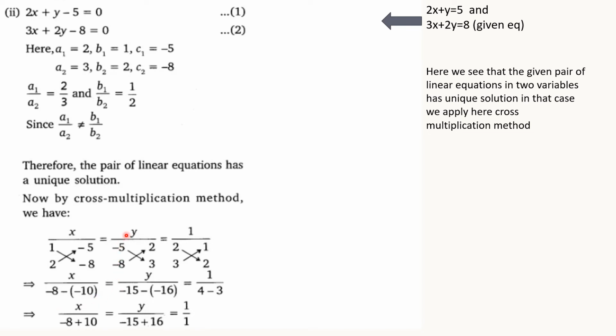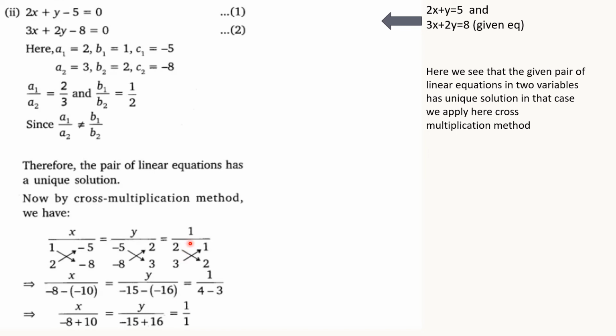Now let us come to this equation. Here minus 5 is multiplied with 3 and minus 8 is multiplied with 2. So on multiplying minus 5 with 3 we get minus 15. Put the minus sign between them. After the minus sign, we multiply minus 8 with 2, so we get minus 16.